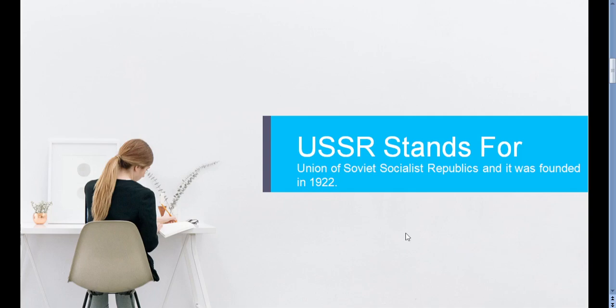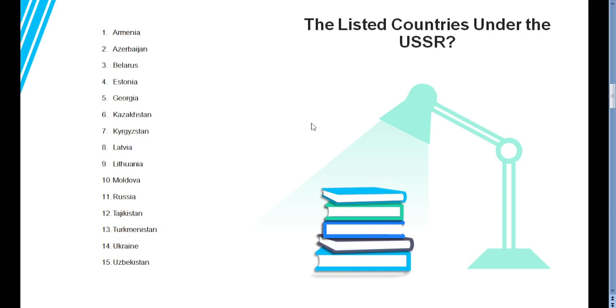It is Union of Soviet Socialist Republics, which was founded in 1922. In the USSR, we have 15 countries.